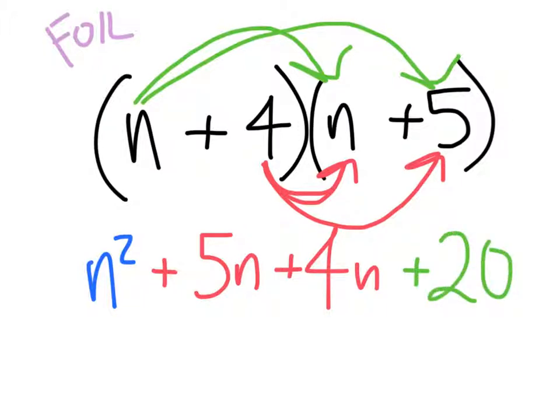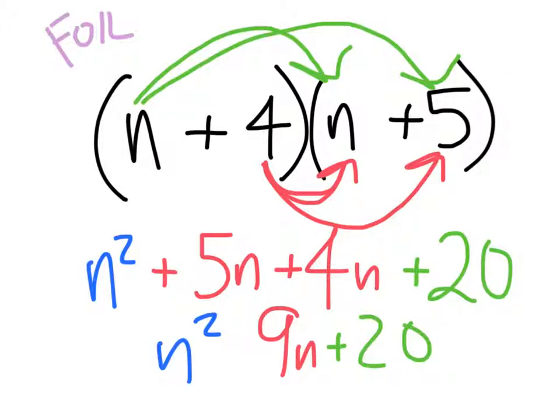Let's take a look at this. Can we combine any like terms? We sure can, and that's 5n plus 4n is going to give us 9n. And we can simply bring down the n squared. We can bring down the plus 20. And this is it. This is our answer.